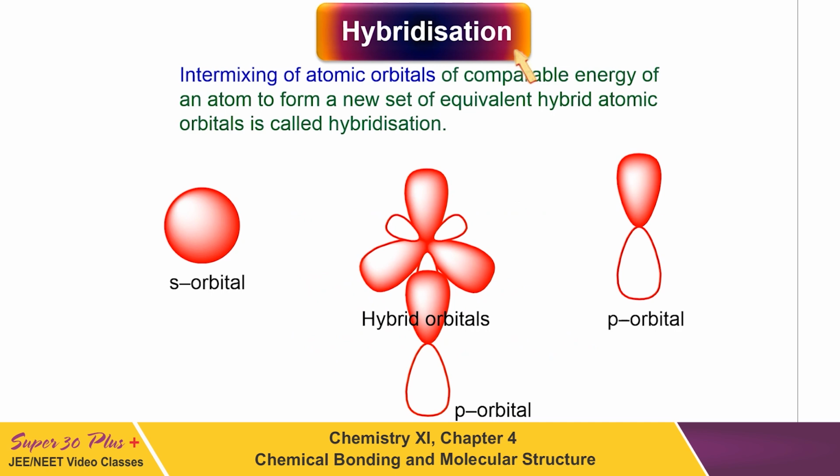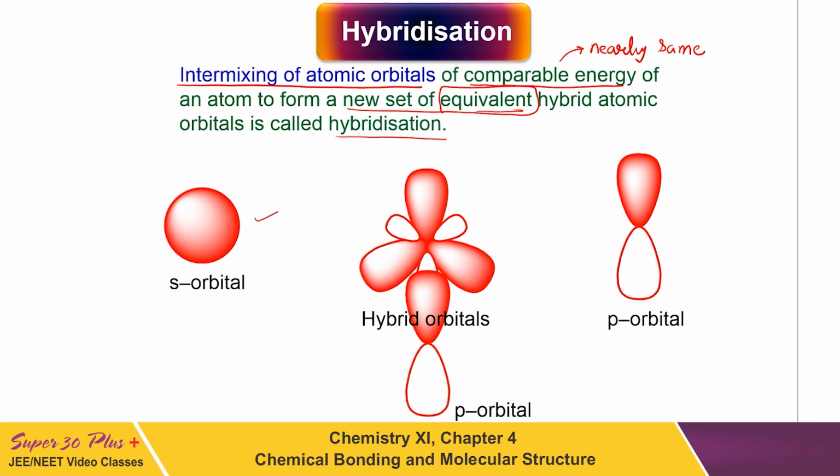So what is hybridization? It is intermixing of the atomic orbitals of comparable energy, means their energy should be nearly same. I'm not saying that it should be exactly same, but it should be nearly same. There should not be any huge difference between their energy. So atomic orbitals of comparable energy of the atom form a new set of equivalent hybrid atomic orbitals. The term equivalent is very important, means same.